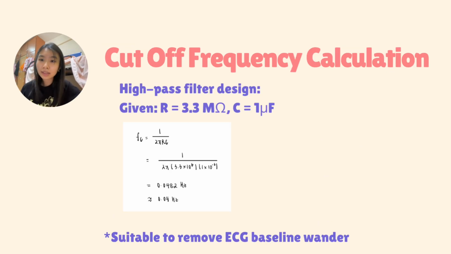And here is the sample calculation for the high-pass RC filter. Using the formula 1/2πRC and choosing suitable resistor and capacitor values, the calculated cut-off frequency is 0.048 Hz, which is approximately 0.05 Hz, and it meets the ECG requirement for baseline wander removal.